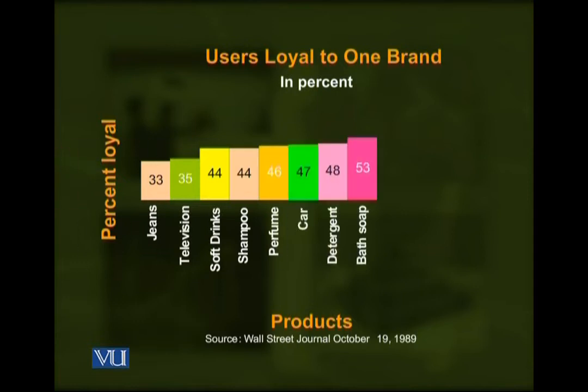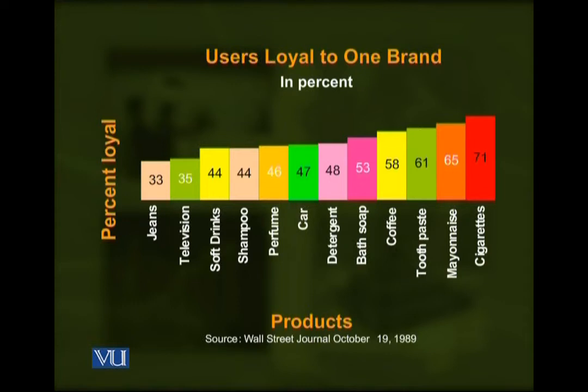It is very obvious that we have 12 different products falling into 12 different categories in this illustration, starting with jeans to television to soft drinks to shampoos to perfumes to cars, on to detergents to bath soap to coffee to toothpaste to mayonnaise and cigarettes. It is very interesting to notice that jeans have the lowest level of brand loyal customers. This illustration is about the level of users who are loyal to one brand. And when you see the figure of 33 inside that small bar which represents jeans, it means that of all the people who buy jeans, 33% are loyal to one brand. Who are the others? The others have different preferences.